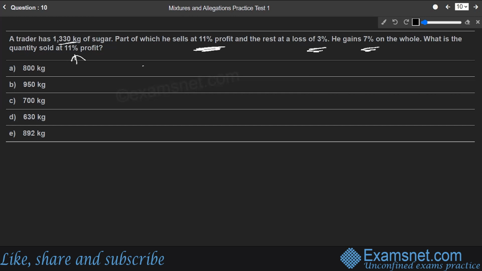See what we do in our alligation or mixture method. There is a cheaper part, there is a dearer part. Then we want to know in what ratio they should be mixed so that the mean price becomes M. So that's what we can do here also. But how can we do that? There is a profit of 11%, so this 11% can be treated as the dearer part.